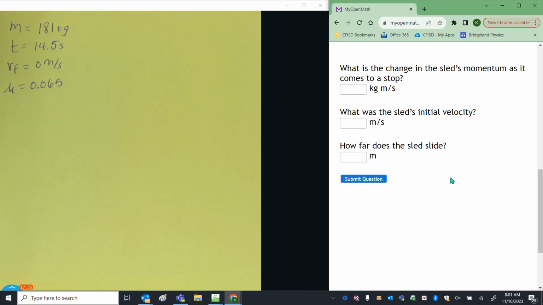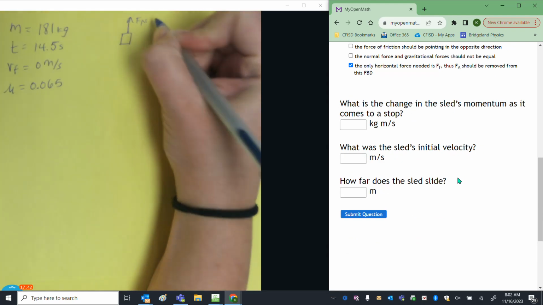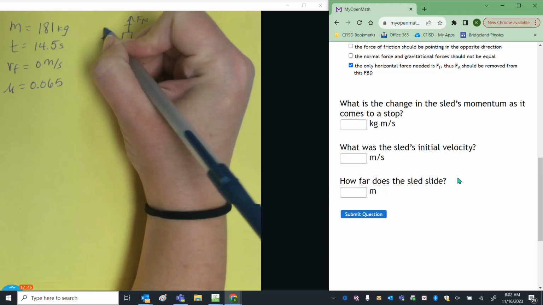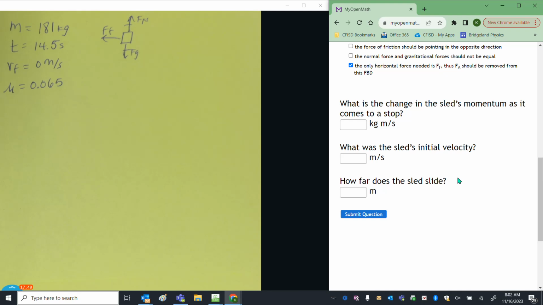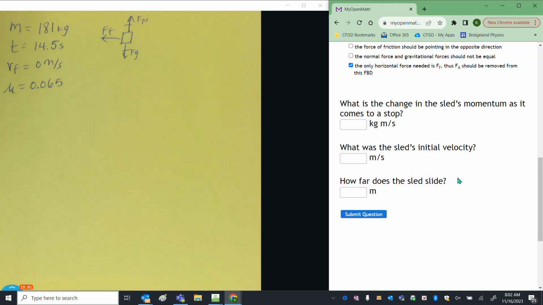However, remember my free body diagram, actually I'm going to redraw it. This is my free body diagram. Fn, Fg, Ff. So my net force is Ff, because that's the only force that's there that's not canceled out. If I can find force of friction, I can find my force, and then I can do force times time. That's how I'm going to get to that answer.